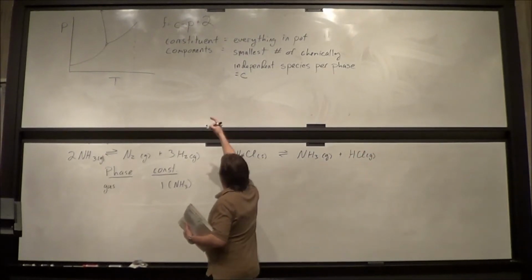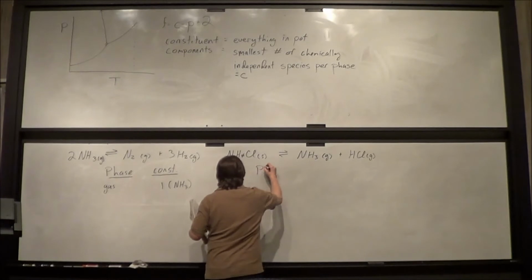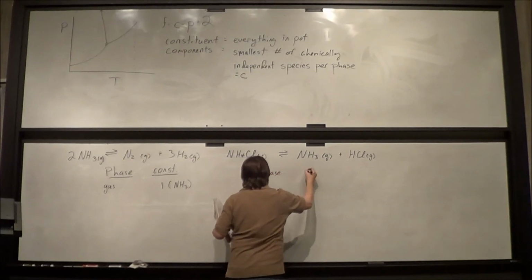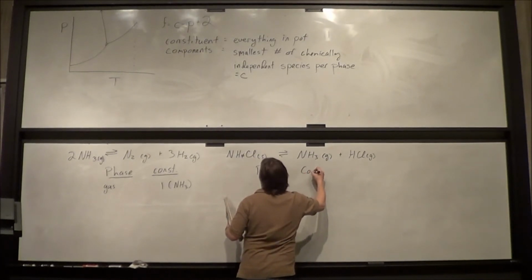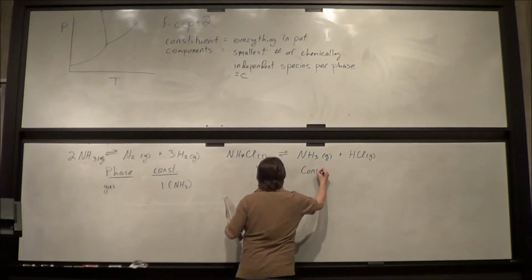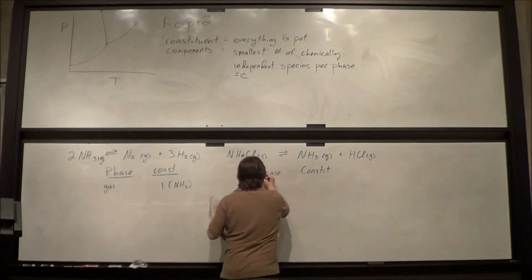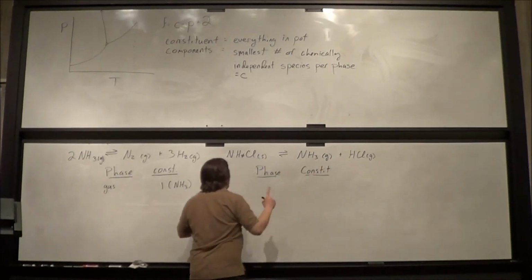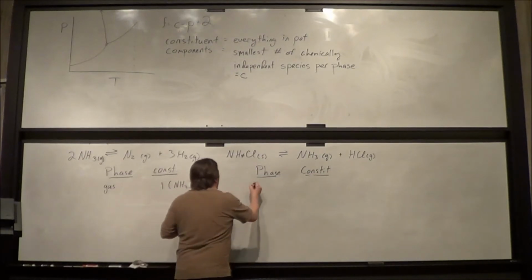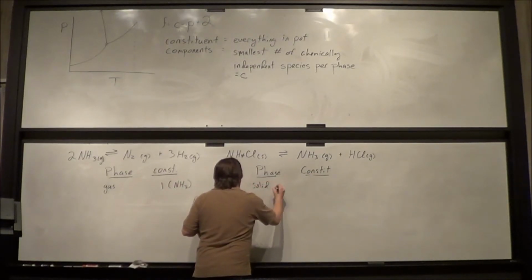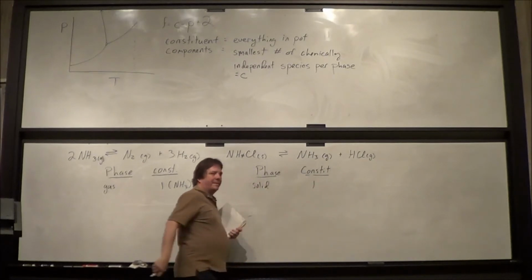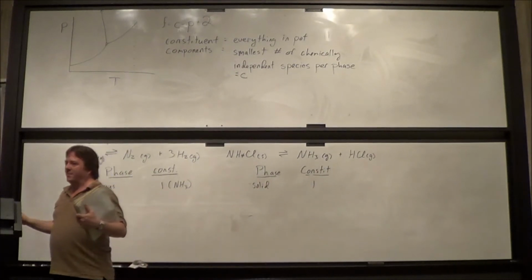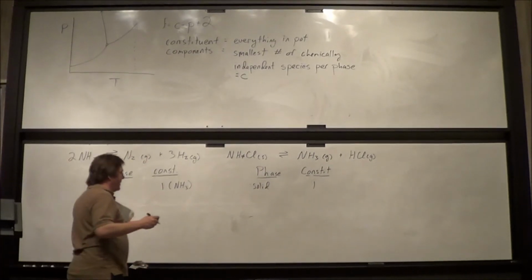Okay, again, the name of the game is to get C. We're going to write phase and constituents, add them up to get the number of components, which is C. Now, what I like about this is that you have one thing in the solid phase. All right, so that one's easy. We're done. All right, but now we've got gas phase.